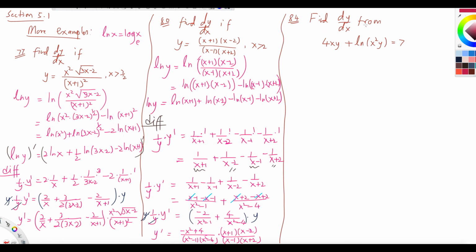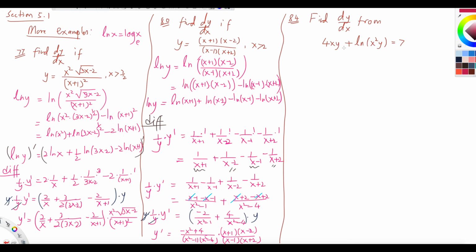Alright, the next is dy over dx. You need to find it from this. Okay, so you see that this is implicit differentiation, meaning x and y are mixed together. There is more than one y, and you need to find the derivative, and at the end we will have to solve for y prime, right? Alright, that's what we're doing here.